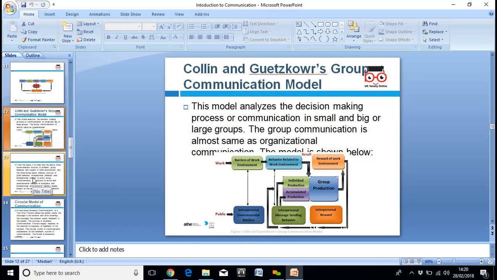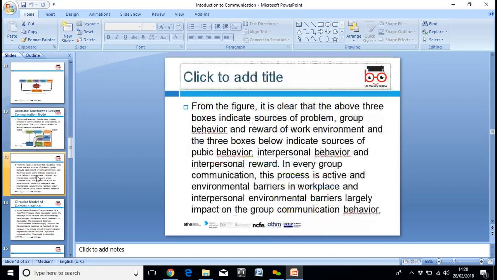From the figure, it's clear that the above three boxes indicate the source of a problem, the group's behaviour to it, and the reward of work environment, and the three boxes below indicate the sources of public behaviour, interpersonal behaviour, and interpersonal reward. In every group communication, this process is active, and environmental barriers in the workplace and interpersonal environmental barriers largely impact on this type of group communication.